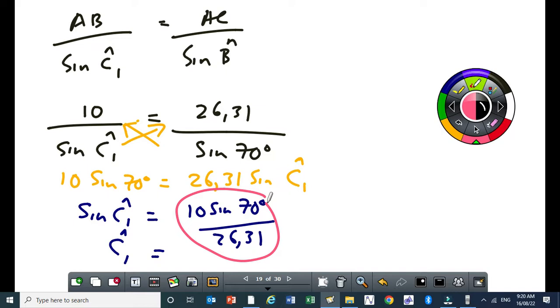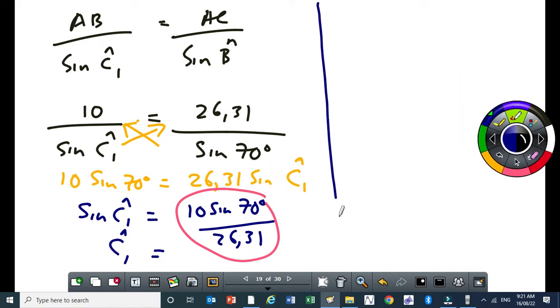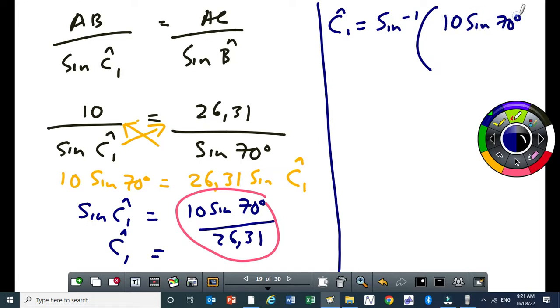How do you do that? I've got my calculator there, I'll show you just now. Angle C1 will be equal to shift sine of that whole fraction, so it will be 10 sine 70 divided by 26.31. I'm trying to avoid a situation where I round off again. I've rounded off already to get that 26.31, but by doing this, I'm minimizing rounding off for the second time.